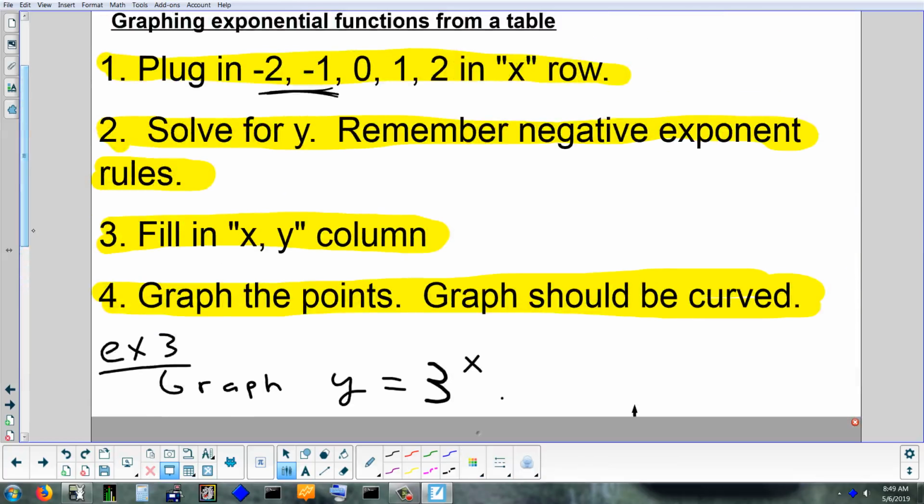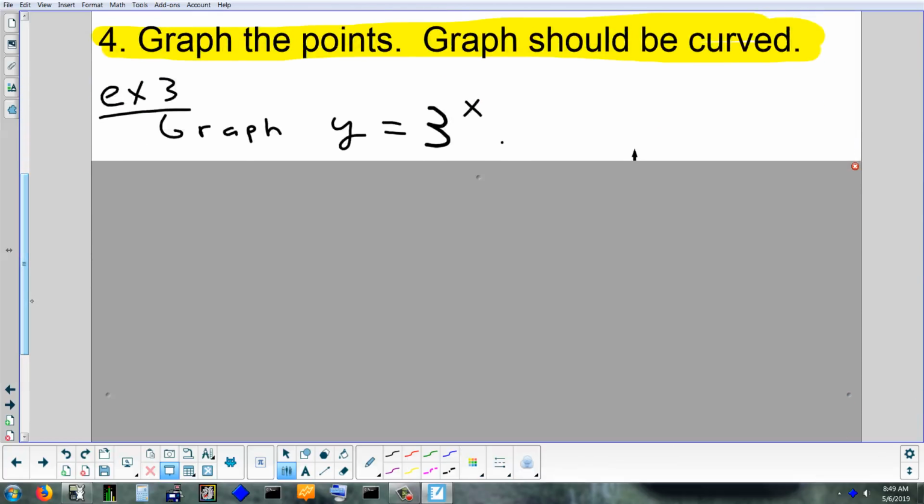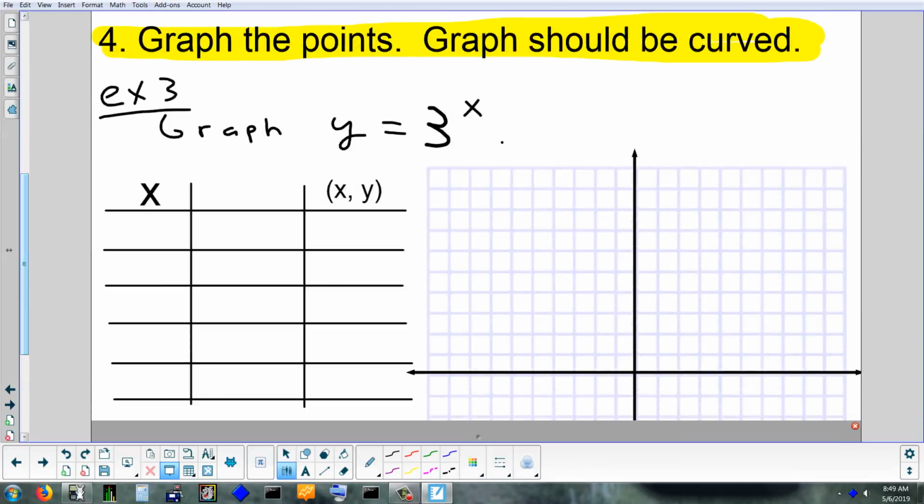Does everybody have the four steps? Just step 4? All right, I'll leave that one up there. Okay, so on your guided notes, you are going to have to make, I don't think this table is already printed. So you'll just have to make it. It's not printed on there, is it? No, you got the graph paper printed, but just not the table.